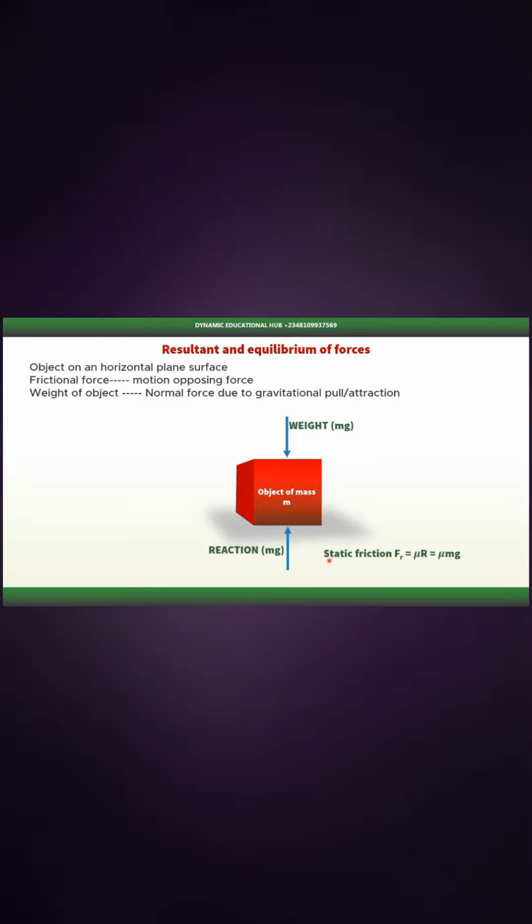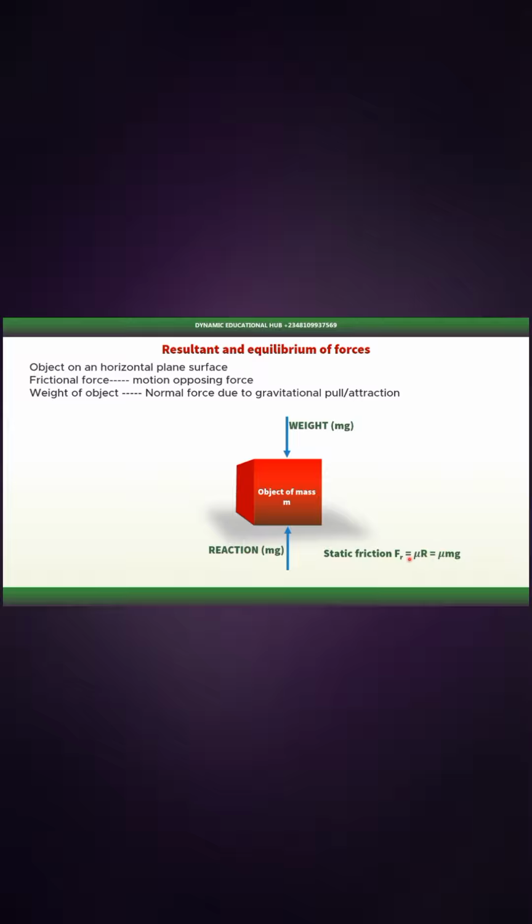Just know that static friction, which will prevent the motion of an object along a surface, is going to be the coefficient of friction multiplied by the normal reaction. And what is your normal reaction here? mg. That is what we have here.